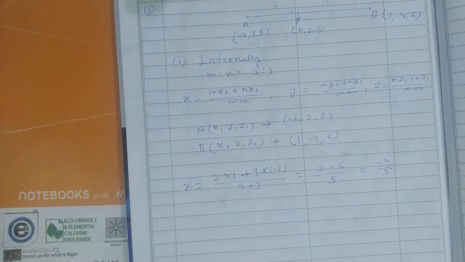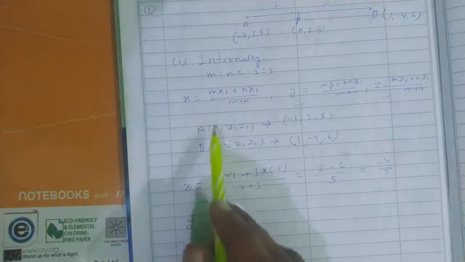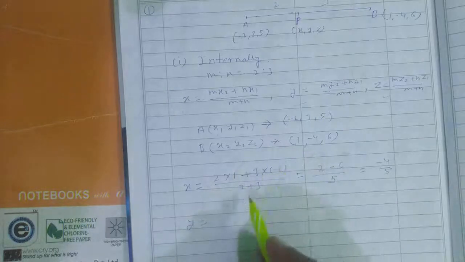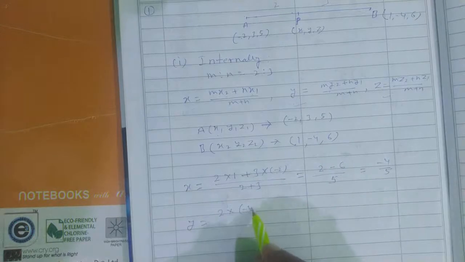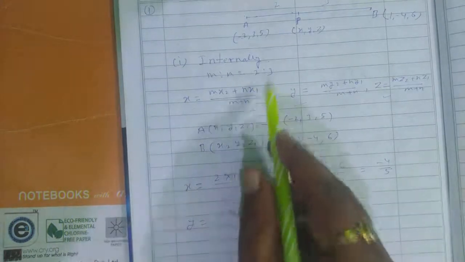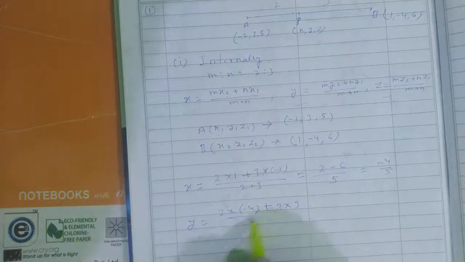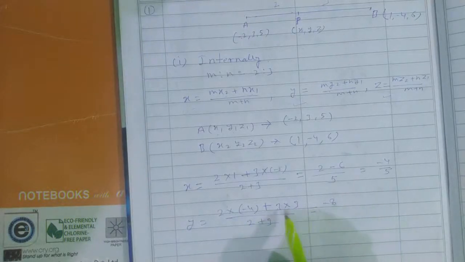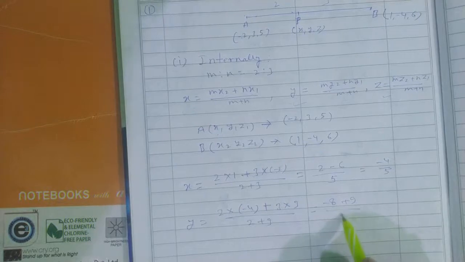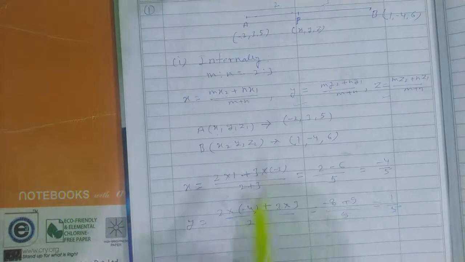After that, similarly find the coordinate of y. According to this formula, m is 2 and y2 is -4, plus n, which is 3, and y1 is 3, upon 2 plus 3. Then solve it: -8 and 9, upon 5. The result is 1 upon 5. This is the coordinate of y.